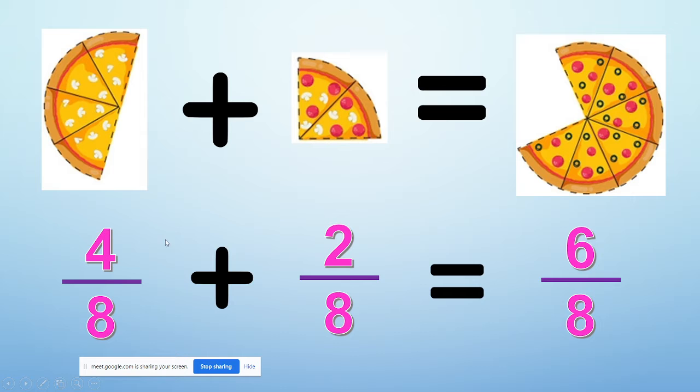But you only add the numerator. You only add 4 and 2. 4 plus 2 is 6. And then you will just copy 8. That's how you add fractions with the same, like denominators: just add the number on top and then copy the same denominator, right?